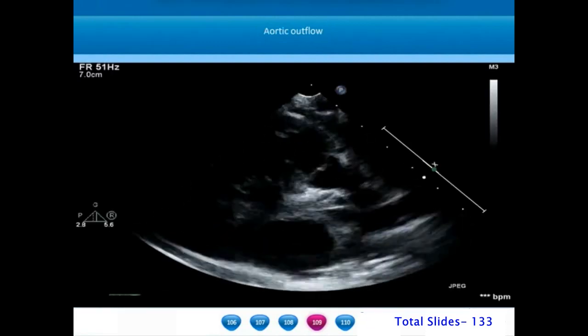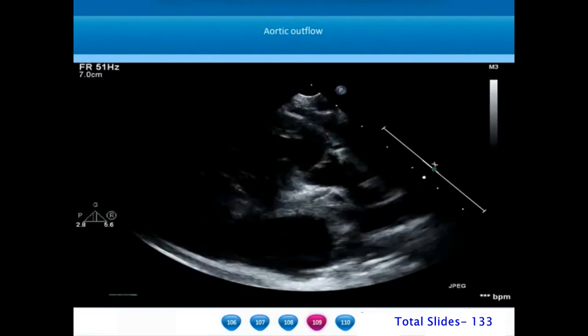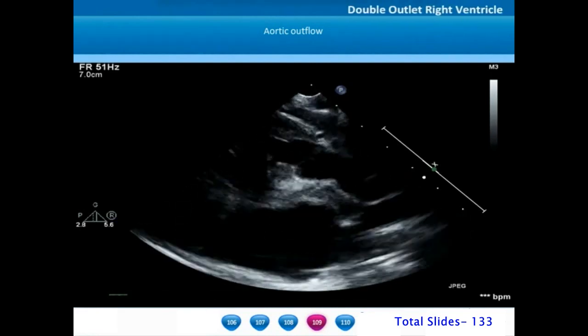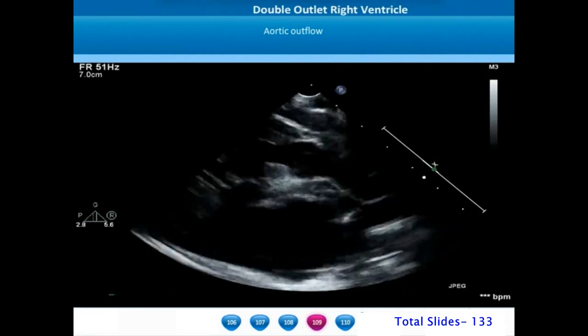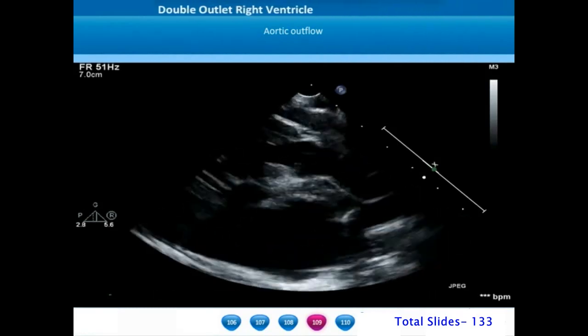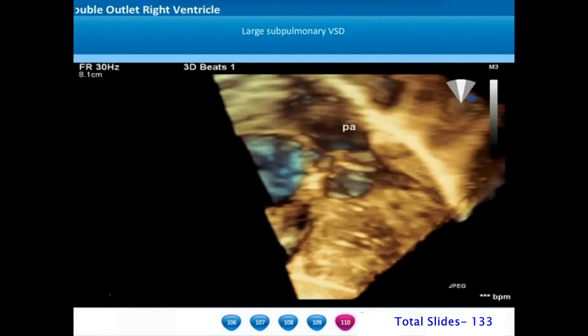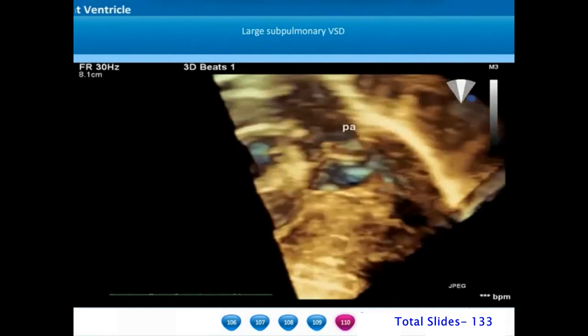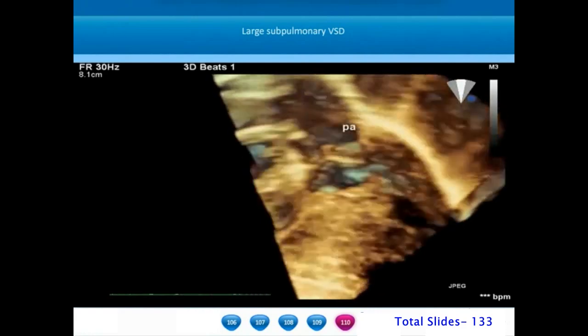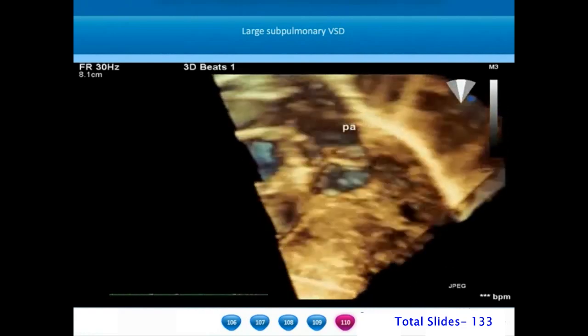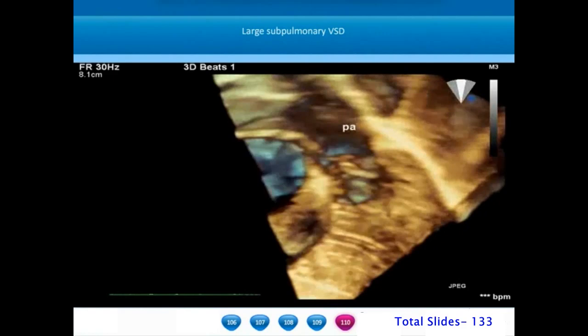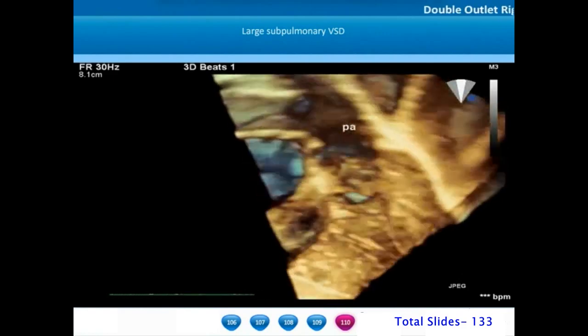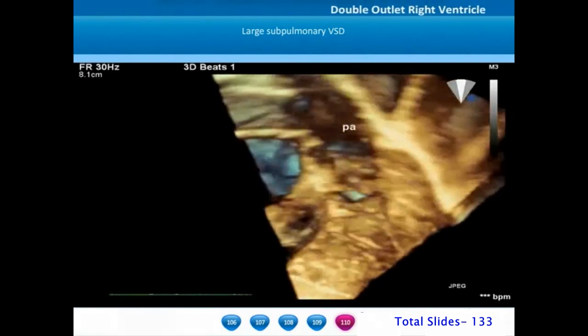The parasternal long axis view shows the tricuspid valve and the aorta on a rightward sweep. The aorta is right and anterior and the pulmonary artery is left and posterior. On a 3D echo, when the right ventricular septal surface is shown by cropping off the anterior free wall of the right ventricle, we can appreciate the large pulmonary annulus and a large subpulmonary ventricular septal defect.